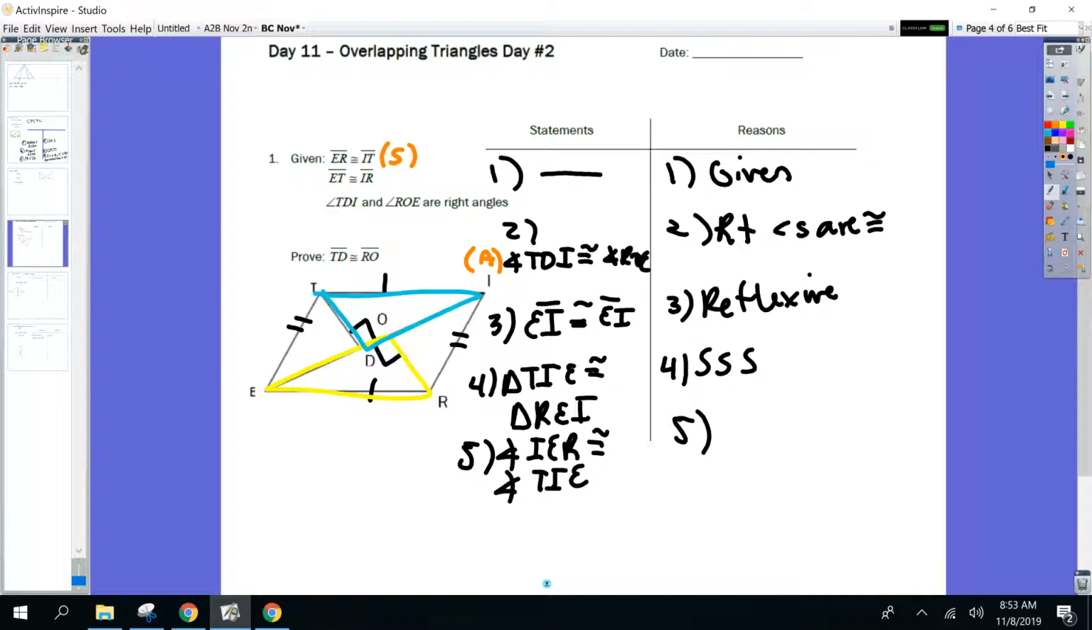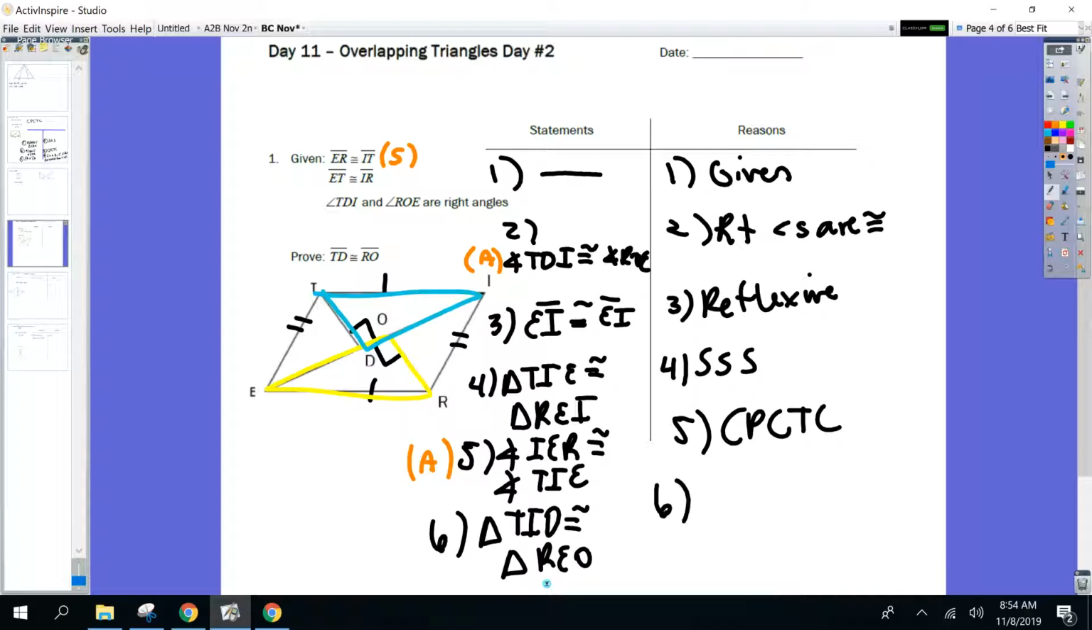What makes them congruent? CPCTC. They're in the big pair I just proved. And that was the missing link. There is your third pair, everybody. That was our missing link. There's our third pair. So now we can say triangle TID is congruent to triangle REO.